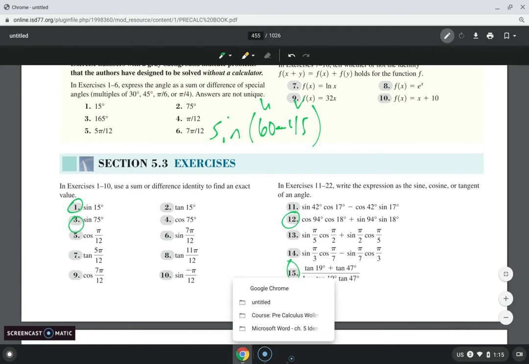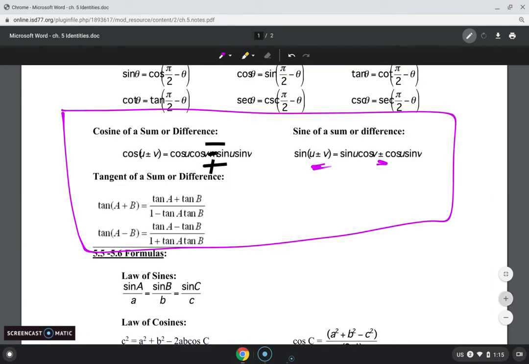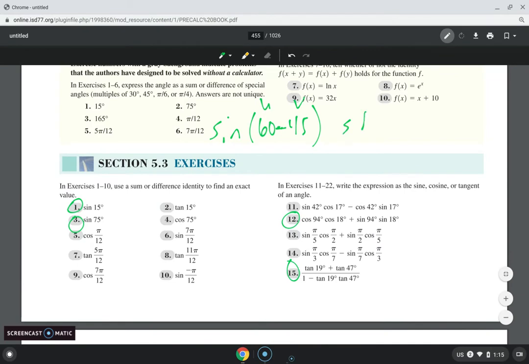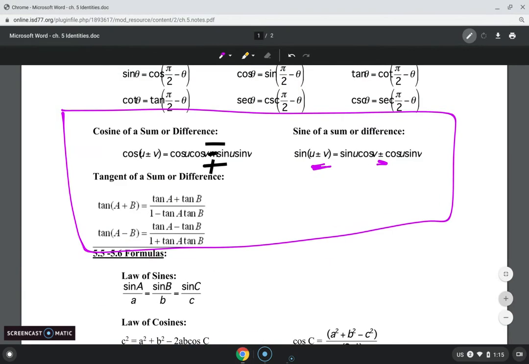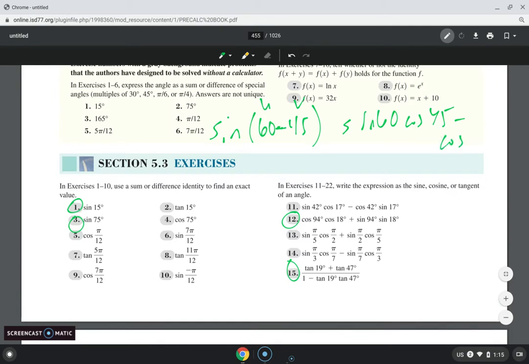And you go back to your identities. So we're going to use over here sine minus. So we're going to be minus minus. So we take sine u cosine v. So we're going to go sine 60 times cosine 45 minus cosine u sine v. So cosine 60 sine 45. Then we go to our unit circle.